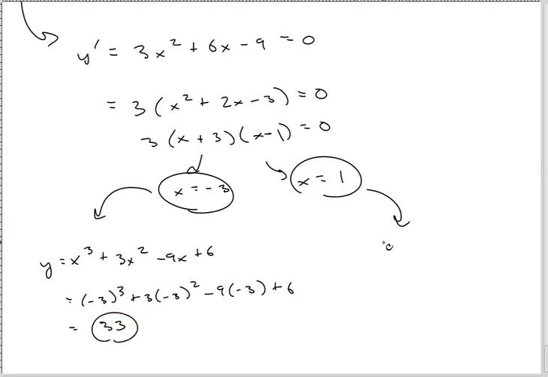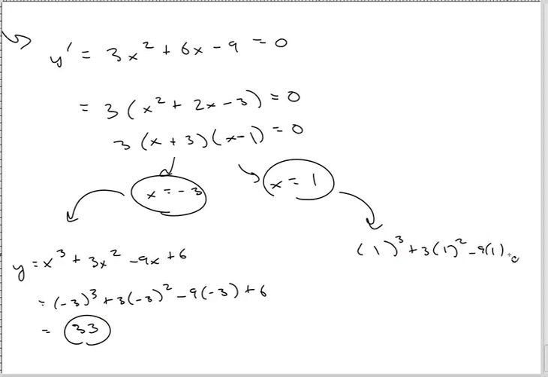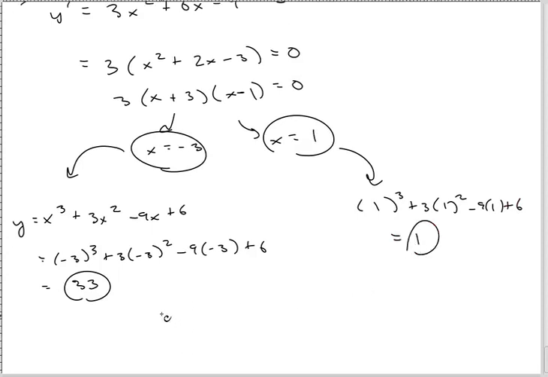Same thing over here. I'm going to plug in the 1, and so I got 1 cubed plus 3 times 1 squared minus 9 times 1 plus the 6. Scroll over a little bit, plus the 6. Putting all that together, I got a 1. And so my two answers should be negative 3 comma 33, and then my other answer is 1 comma 1.